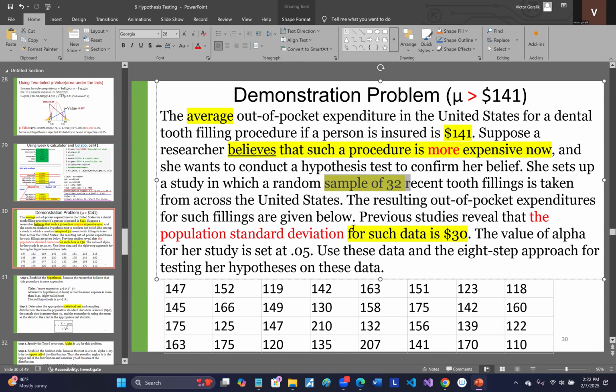Previous studies reveal that the population standard deviation for such data is $30. The value of alpha for her study is set at 0.05. Use these data and the 8-step approach for testing her hypotheses on these data.